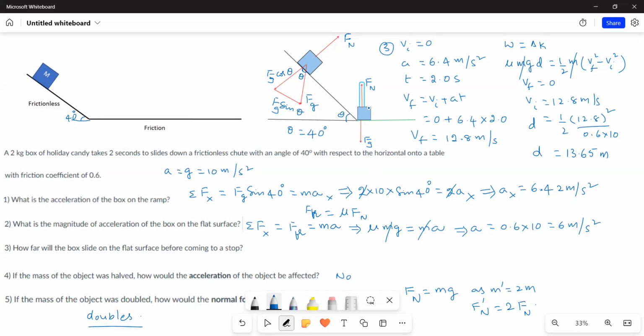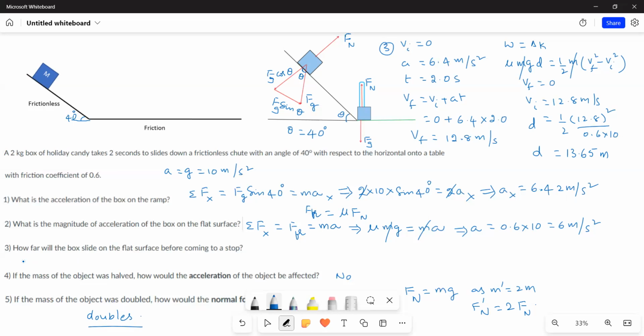Here, this is the object. Now you see the free body diagram. Fn is equal to Fg, therefore F friction is equal to mu mg, since Fg is equal to mg. Mu mg is equal to ma. Mass goes off. Acceleration is equal to mu times g. Mu is given as 0.6. Therefore, a is equal to 0.6 times 10, that is equal to 6 meters per second squared.